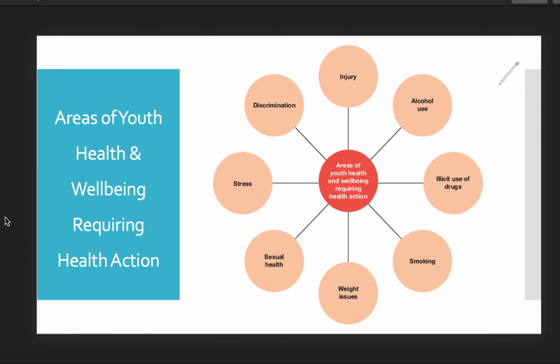Now, there are some different areas in which our youth health and well-being has some action that we need requiring. So some of the different areas are obviously injury, alcohol use, illicit drugs, smoking, weight issues, sexual health, stress and discrimination. And as you'll notice, as I went through the learning map before and the learning sequence, these are going to be what we flow through in the next few weeks to give you some more detail. Today is all about injury.